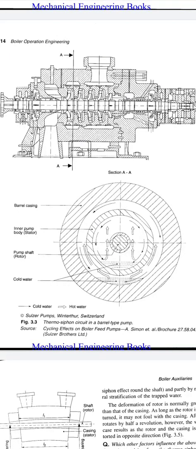So two thermosiphon circuits are available. One is in between the barrel casing and stator. We can see the circulation thermosiphon circuit. The cold water is in the bottom and hot water goes to the top, so the circulation will happen. And another circuit is happening in the stator and the rotor, shaft and inner pump body. We can see the thermosiphon circuit in the lower diagram, in the diagram of shaft and inner body, between the stator and rotor.